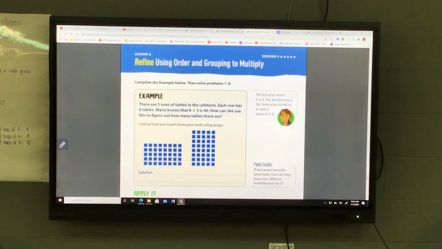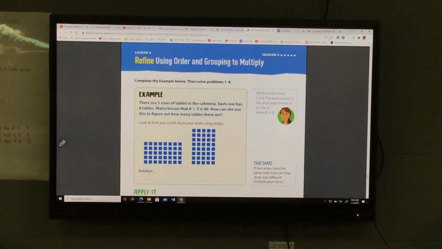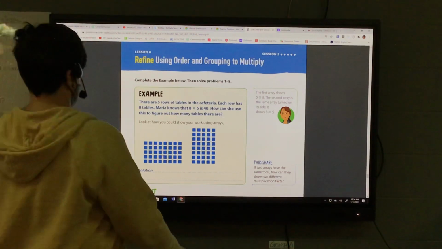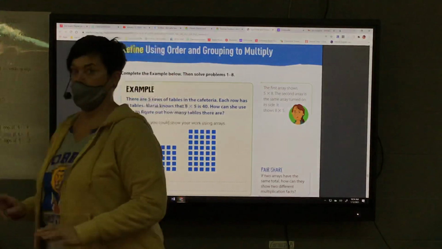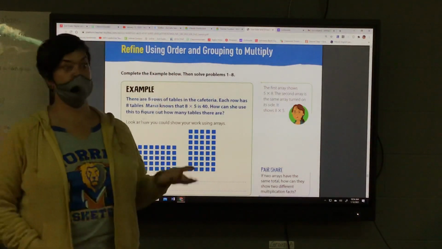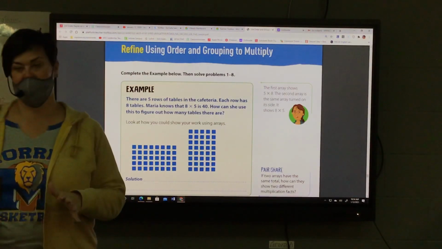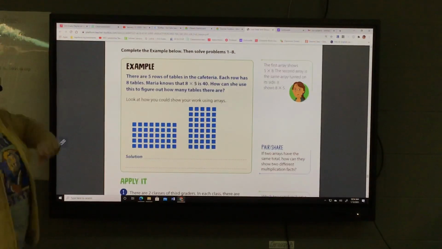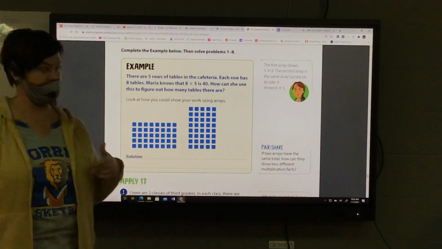All right, for the last part of lesson 8, I'm going to read through these, but you're completing the work on your own. It's kind of like our lesson review, so I'm kind of using it as a quiz. All right? So it says complete the example below, then solve problems 1 through 8.